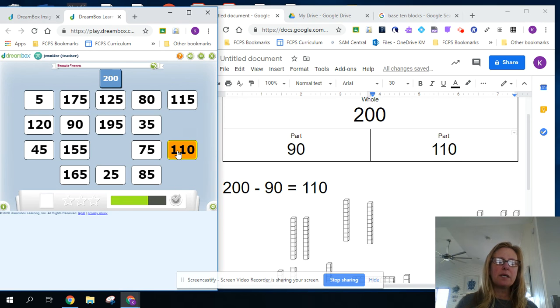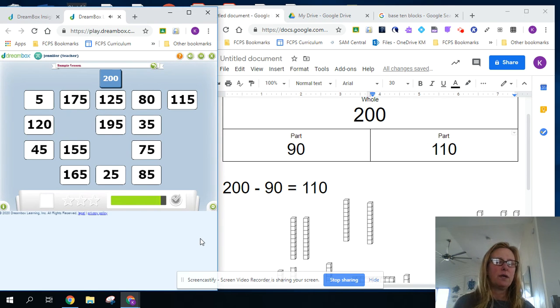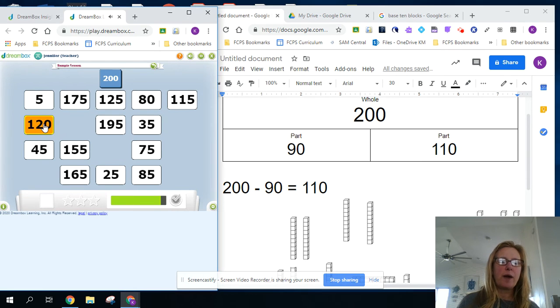So the other part would be 110. Boys and girls, I'm going to click 110. Oh, and I forgot to click my 90. There it is. Those two go together. Can you find another match? I can start to see that 110 is very close to 120. Select a number. So I'm going to select 120.